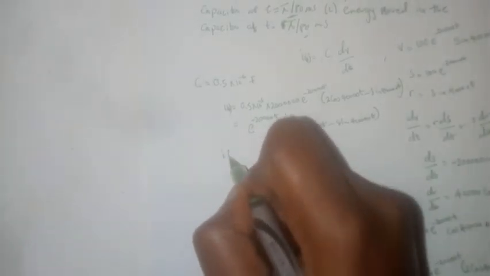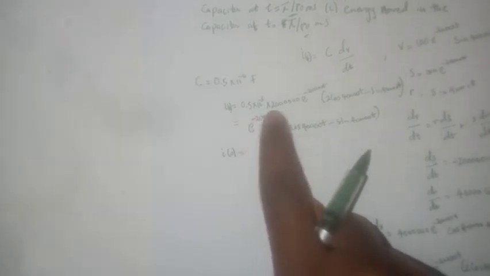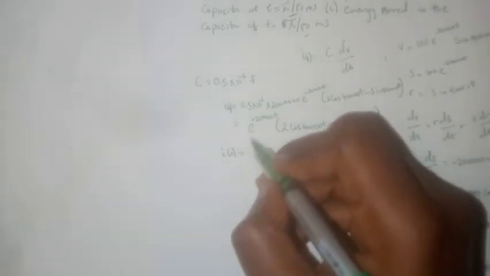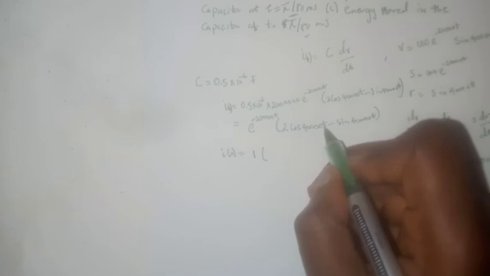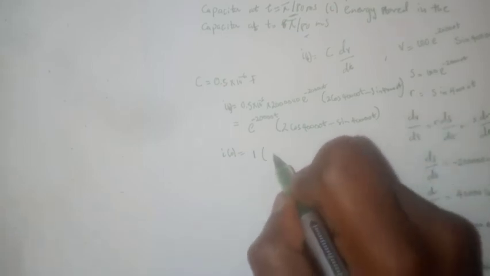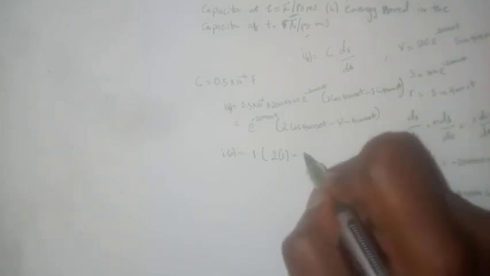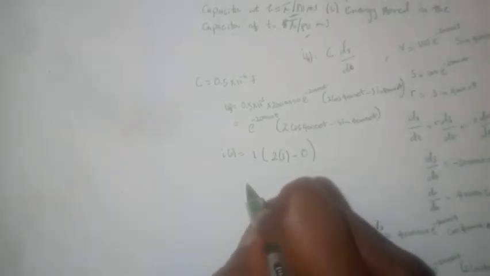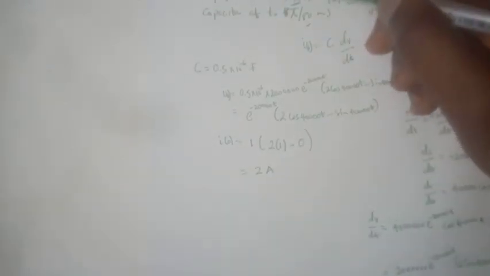So I naught would be equal to e raised to the power, this exponent will be 0. So e raised to the power 0 will be 1, into cos 40,000 times 0, that would be 1. So 2 multiplied by 1 minus this would be 0. So that would be 2 amperes. So I naught is 2 amperes.